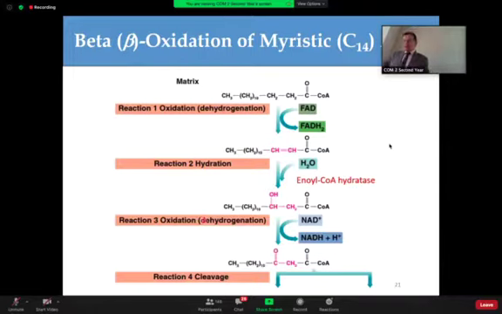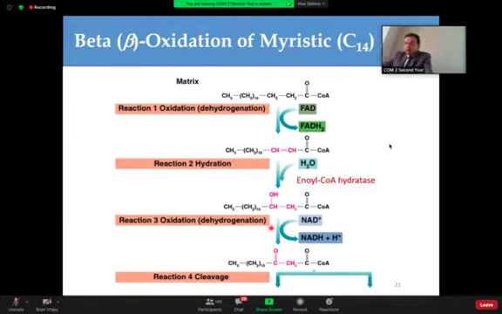This is a slide you've seen last time when we said this is an example of beta oxidation of myristic C14 acid. We go through cycles. So we have the beta oxidation, the first reaction, dehydrogenation, hydration, which is mediated by an enzyme. The enzymes that I highlighted for you in red, you need to know and expect questions related to it. Enoyl-CoA hydratase from the name.